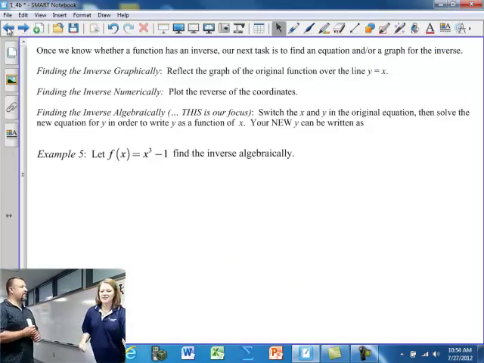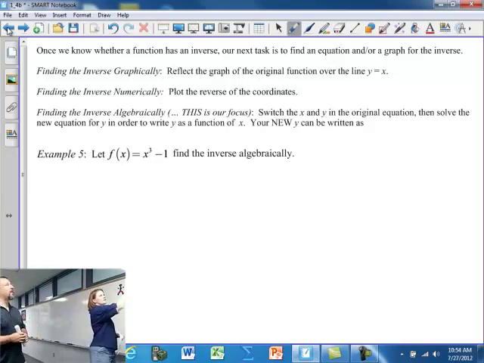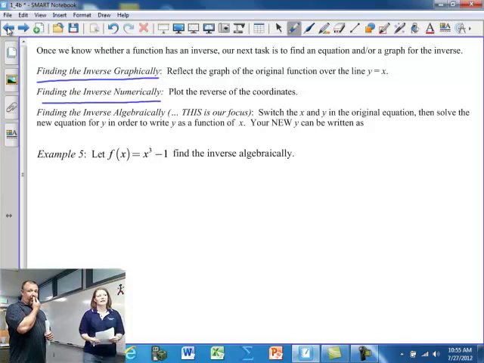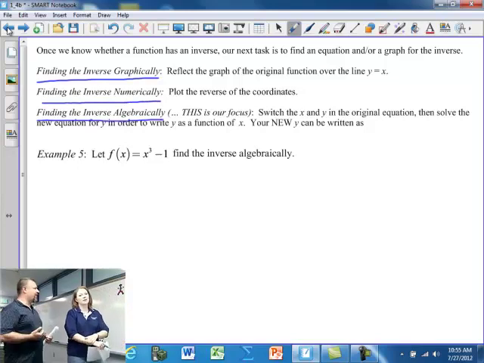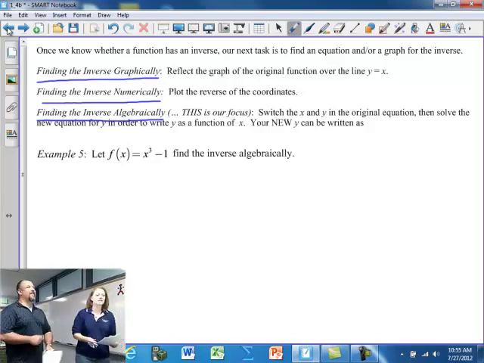Well, how do we go about actually finding inverse functions? Okay. So we just talked about whether or not it had one. Now we need to know, can we find it? Okay, well, you can find it graphically, you can find it numerically, and you can find it algebraically. Those words are on the front cover of your book. I don't know if they are important to have, but all three are.